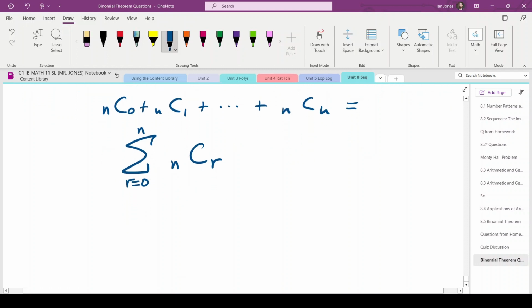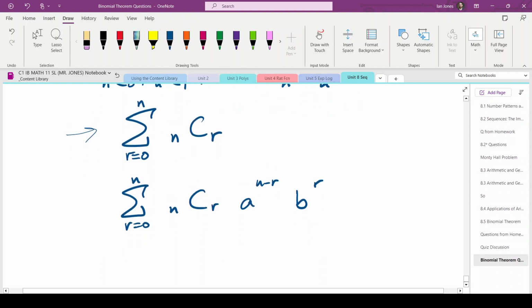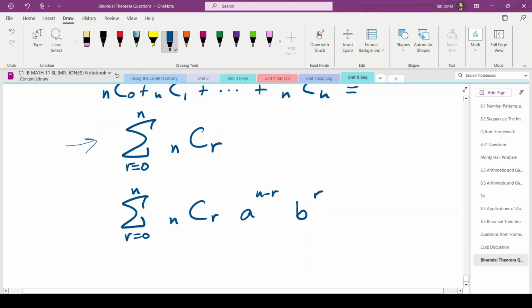But this looks awfully familiar, doesn't it? Isn't this just a simpler version of n choose r, a to the n minus r, b to the r? Isn't this just the binomial theorem in some sense? How could I choose my A and my B so that these two lines are equal? Well, if A and B had the value of 1, these two lines would be equal, right? Because 1 to the anything is 1, and 1 times n choose r is n choose r.